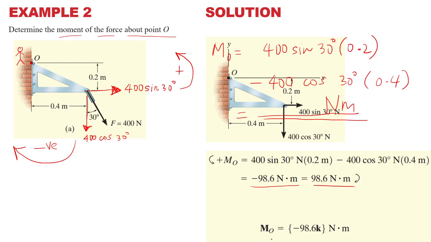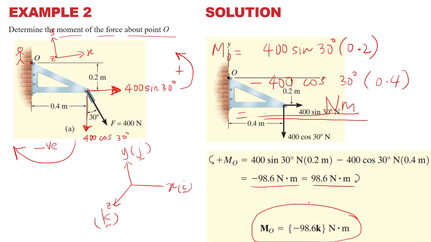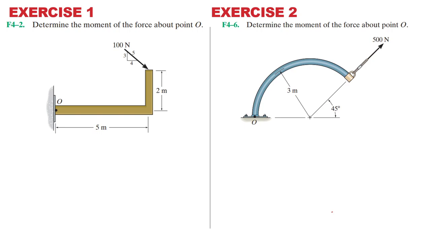Oh, yeah, see? K. Kalau K, maksudnya dia define macam ni. Sini X, sini Y, keluar ni Z. So it's like that. This is your K, this is your X, this is your Y, this is your Z. So I, J, K. Vector, remember? So if you were to represent it in vector, it is K value, Newton meter. Next.